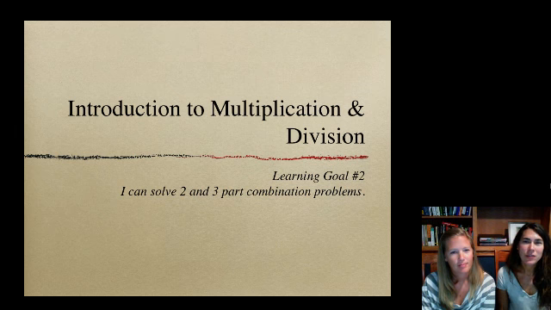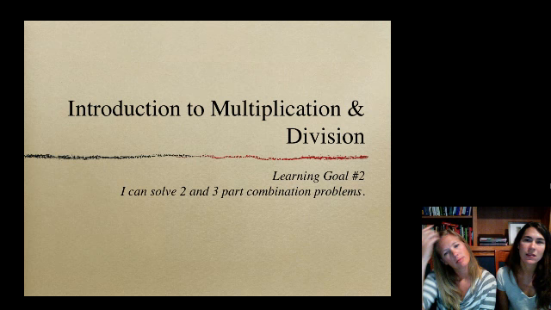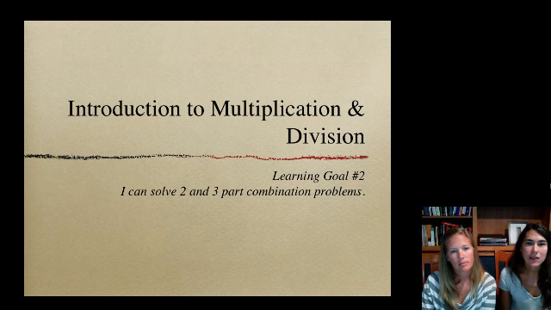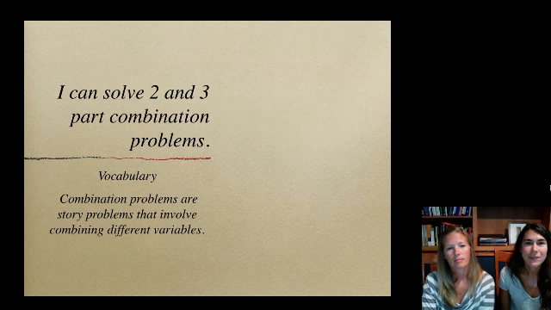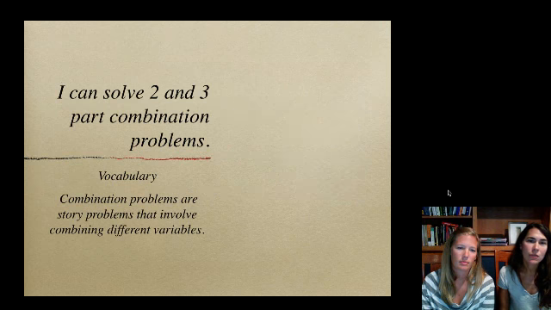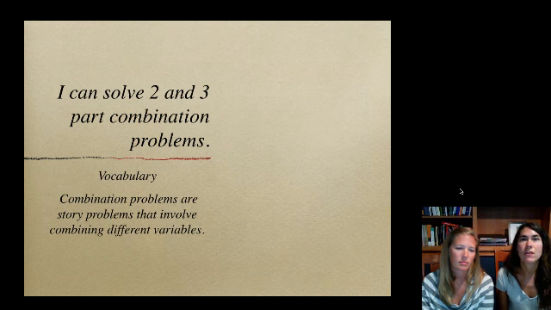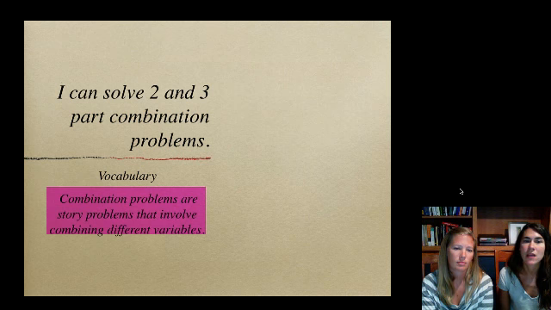All right, learning goal number 2. This is going to be on your next page in your math journal, and you're going to write this down as your next heading. I can solve 2 and 3 part combination problems. So here we go. I can solve 2 and 3 part combination problems, and below that you're going to write down the vocabulary. Basically, combination problems are story problems that involve combining different variables.